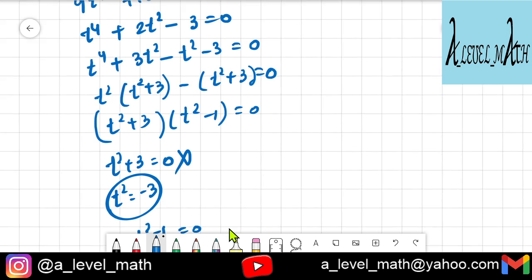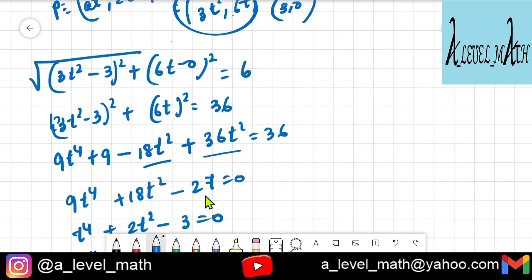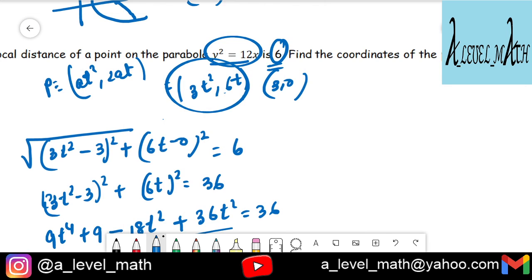All we need to do is just plug in this value in our point. Our point was (3t square, 6t). So if I put plus 1, I get (3, 6) as my first point, and if I put in minus 1, I get (3, minus 6), and these are my 2 points which are my answer.